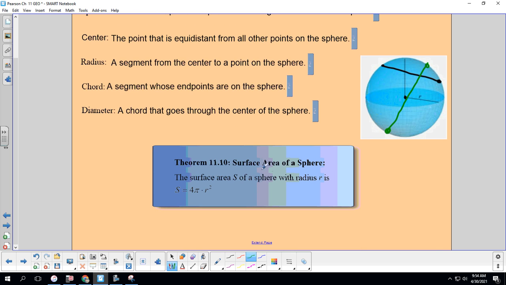All right, surface area. The surface area of a sphere with radius r is 4 pi r squared. So it's like the area of one circle times 4.